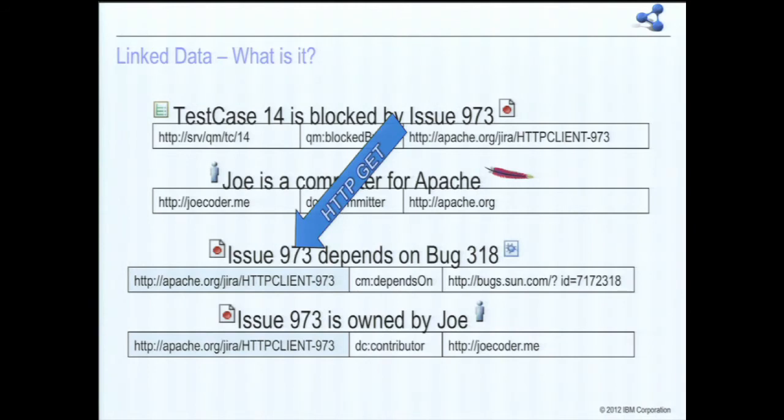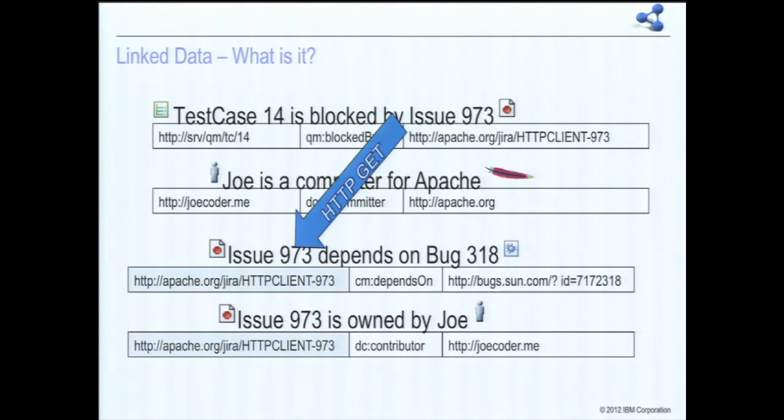But I also see something interesting. I see it's owned by my friend Joe, which was good. But if I didn't run into Joe at the water cooler, I wouldn't have known he was an Apache committer without being able to look it up. And I could even turn around and look up Joe and learn from looking him up that he's a committer on the Apache project. So, a simple example of using linked data to integrate the lifecycle of tools.